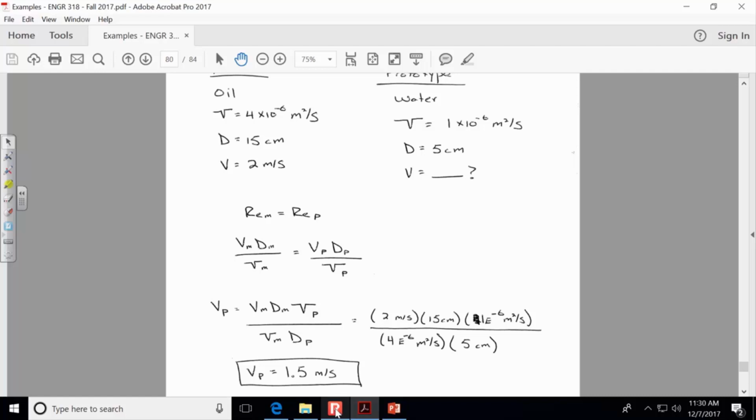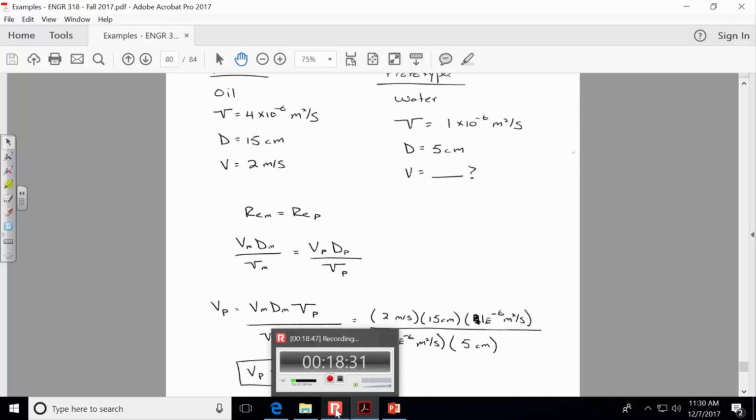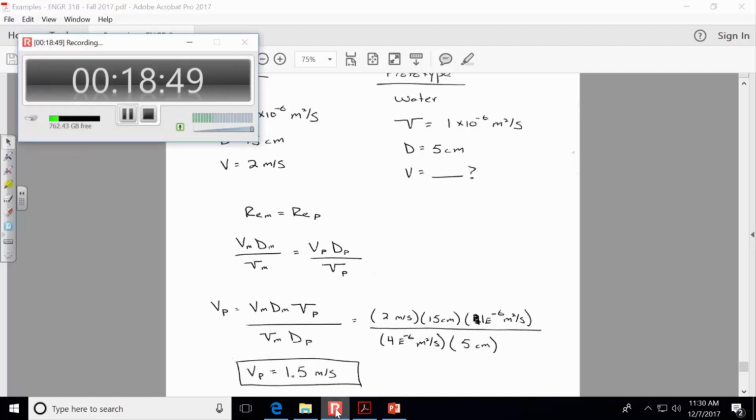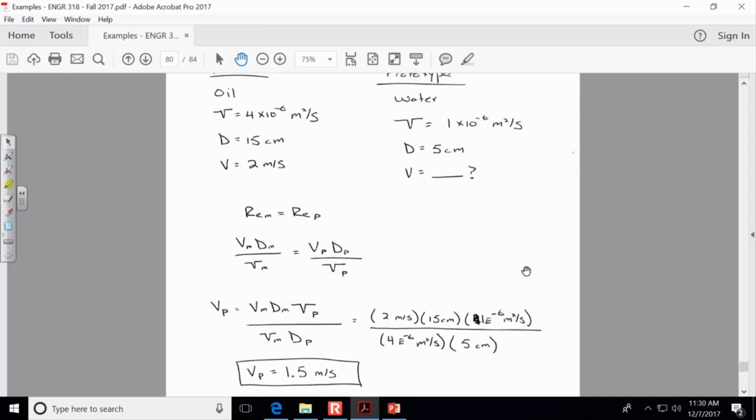Okay, we're comparing oil flowing through a pipe, a big pipe, with water flowing through a smaller pipe. So we've got different velocities, different diameters, and different kinematic viscosities of the fluids. We want to make sure that the Reynolds number of one case is equal to the Reynolds number of the other. And ensuring that will allow us to model the oil pipeline with a smaller water pipeline.